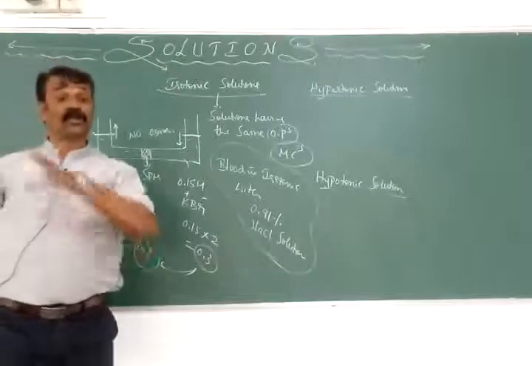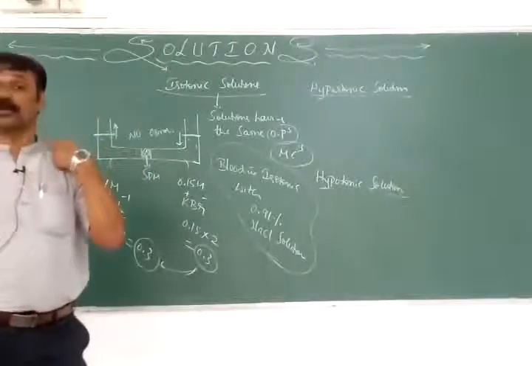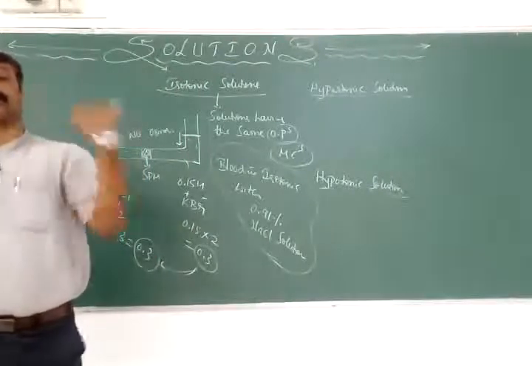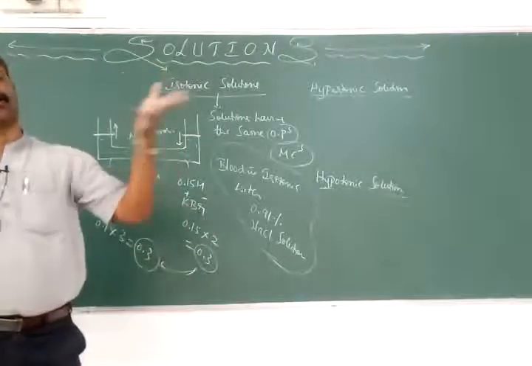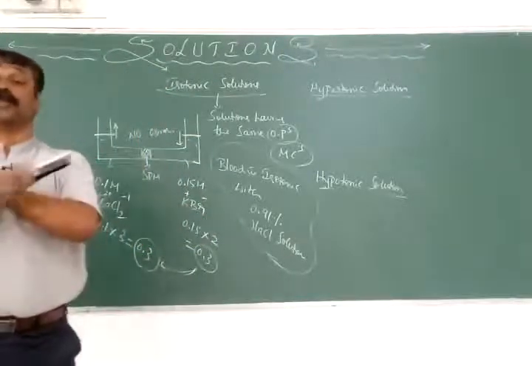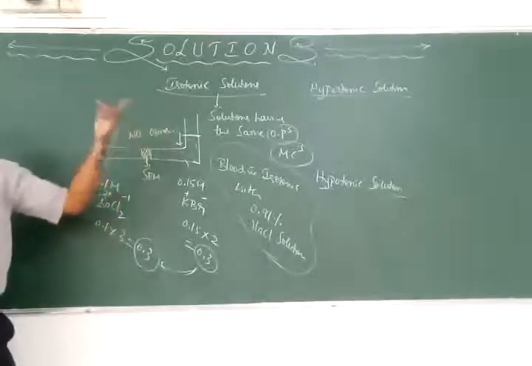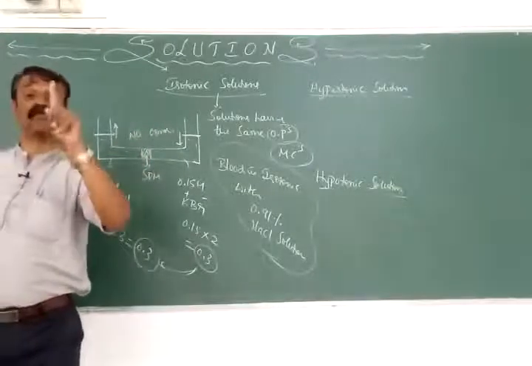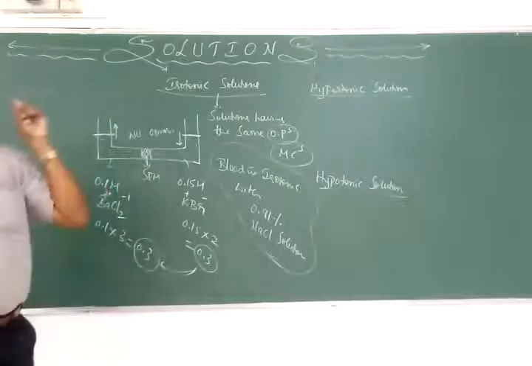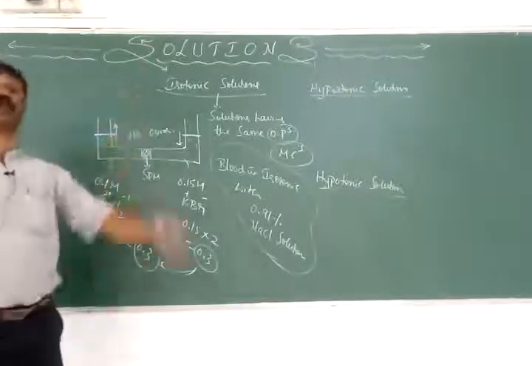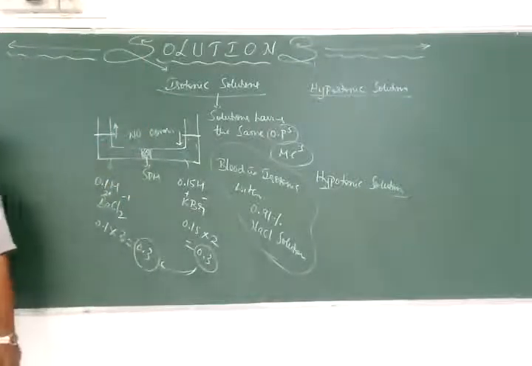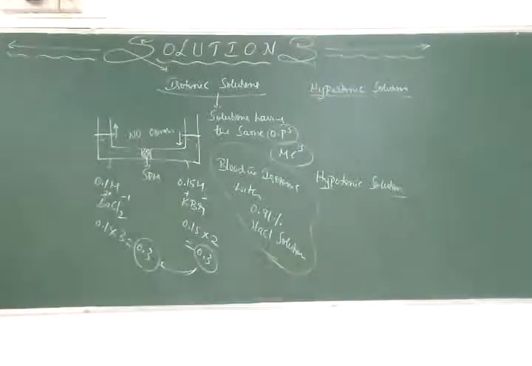For isotonic solutions, there is no movement of solvent molecules from the region of higher concentration to lower concentration, or lower to higher. They don't undergo the phenomenon called osmosis. If osmosis is not possible between two different solutions having the same molar concentrations or the same osmotic pressure, they are considered isotonic solutions. Okay. So let us have the other two.